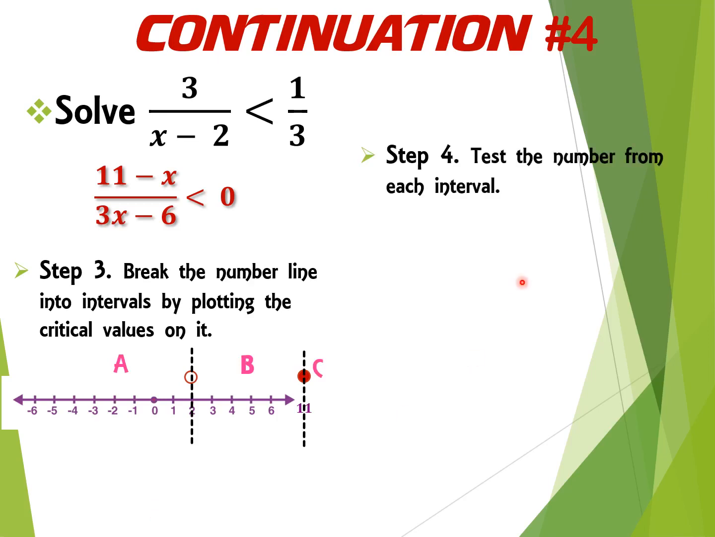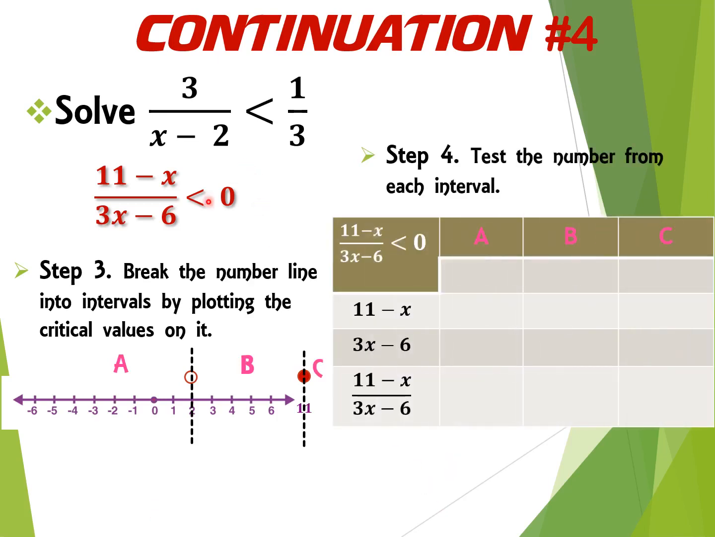And then for letter C, let us test. So we will be using this one, 11 minus x over 3x minus 6 is less than 0. For partition A, let's have 0. So 11 minus 0 is 11. This will be 3 times 0 is 0 minus 6, so we'll have negative 6. And then we divide this one, that will give us negative 11 over 6, or that is negative 1 and 5 over 6, is less than 0, so this will be true.